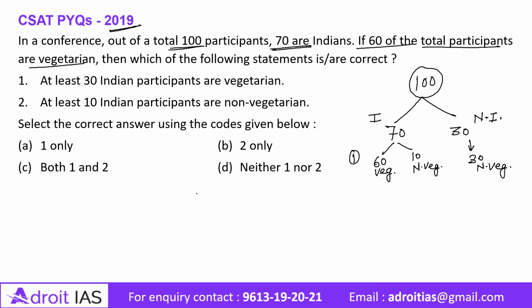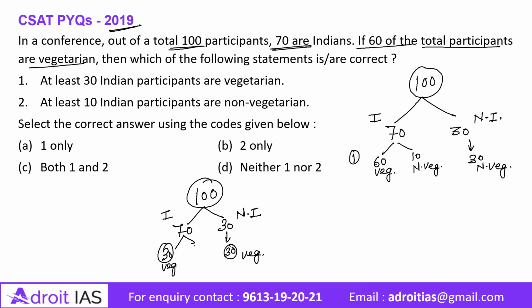Okay, and case number 2. One more case is possible. 70 are Indian, 30 are non-Indian, right? If all these 30 non-Indians are vegetarian, then total 60 are non-vegetarian. It means what? It means the rest 30 Indians are vegetarian and then the rest 40 Indians are non-vegetarian. Right everyone? Fine. So now let's talk about the question.